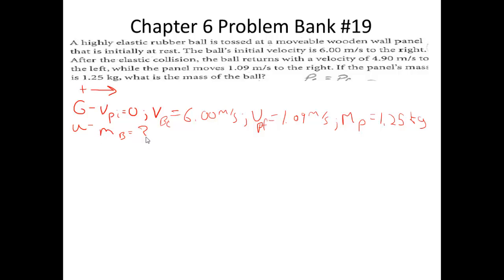The equation we'll use, the most simple one, would be our initial momentum, which would be the mass of the ball times the velocity initially of the ball, plus the mass of the panel times the initial velocity of the panel, is equal to the mass of the ball times the final velocity of the ball plus the mass of the panel times the final velocity of the panel.